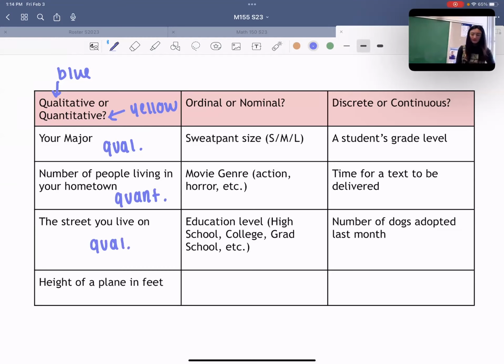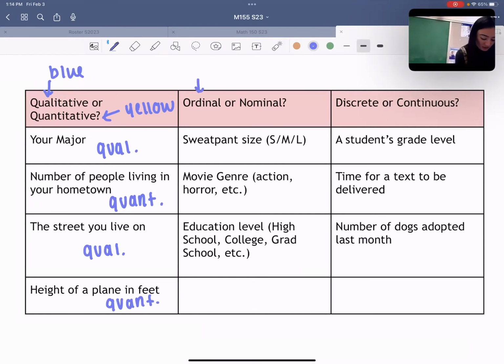What about the height of a plane in feet? Lots of yellow, right? Height is a number, right? So that's going to be something that's quantitative. Okay, I think that telling the difference between qualitative and quantitative is pretty cut and dry. I think those questions are pretty easy. It gets a little bit harder when we move into the next type of data here.